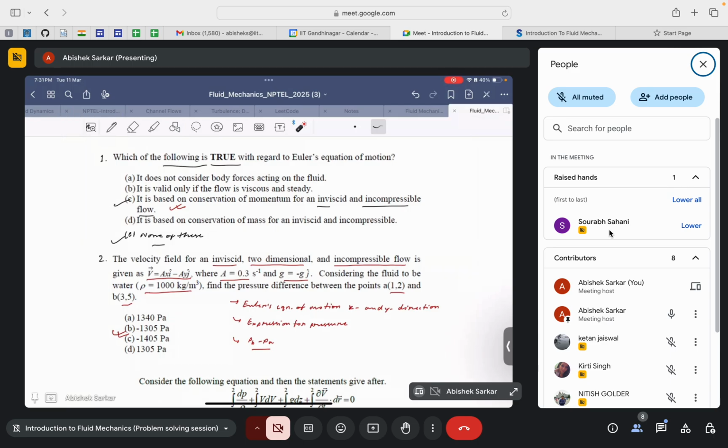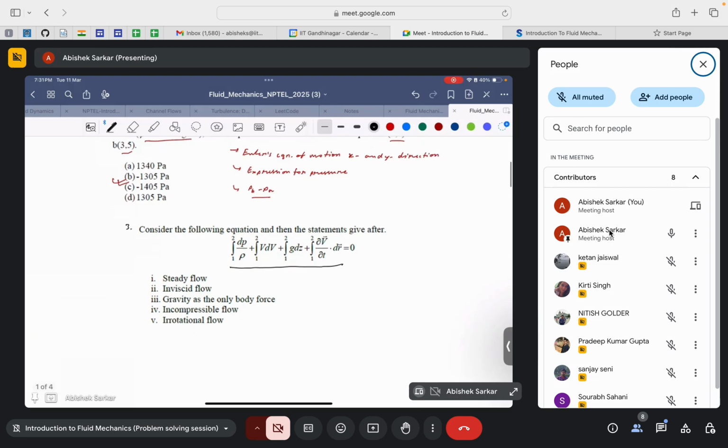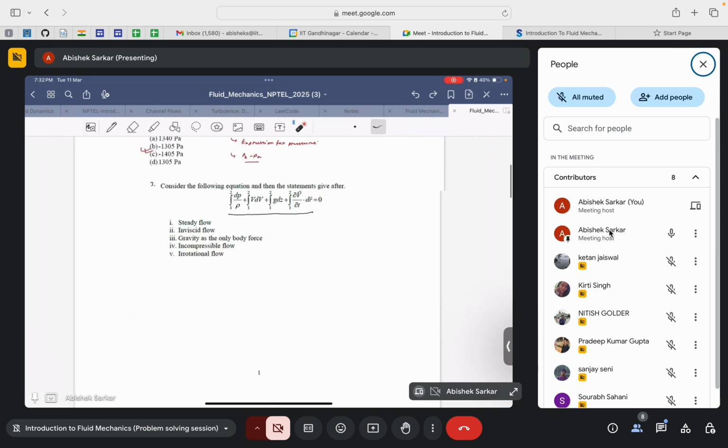So let us look into the next question, question number 3. We have considered the following equation, and the statements are given after. This is the governing equation, and it's something you are quite familiar with, you just dealt with it. The statements are: 1, steady flow; 2, inviscid flow; 3, gravity as the only body force; 4, incompressible flow; 5, irrotational flow.